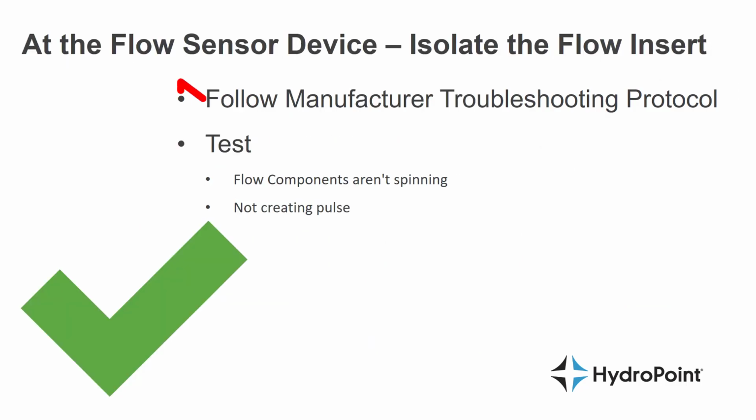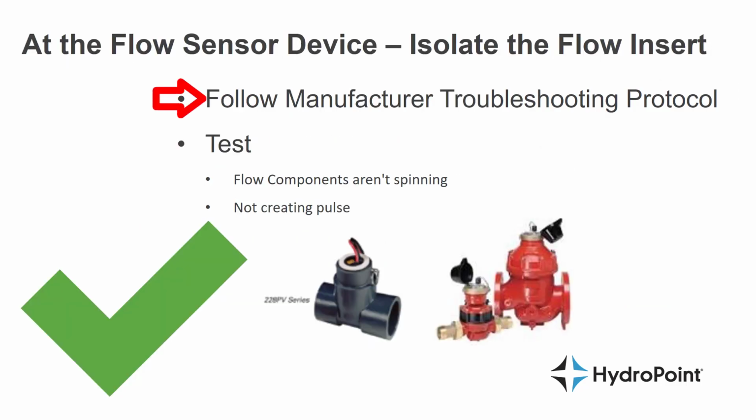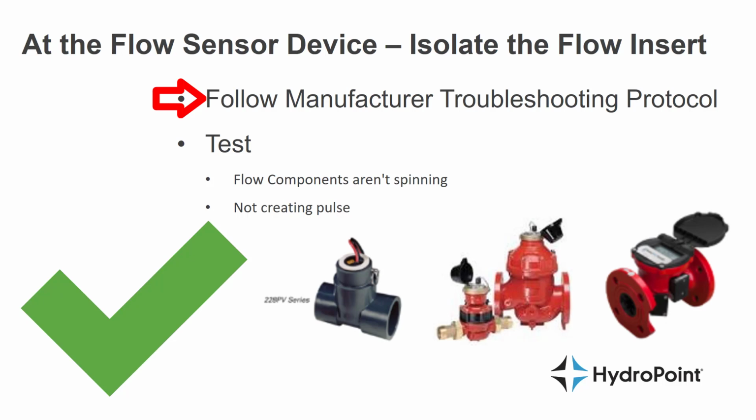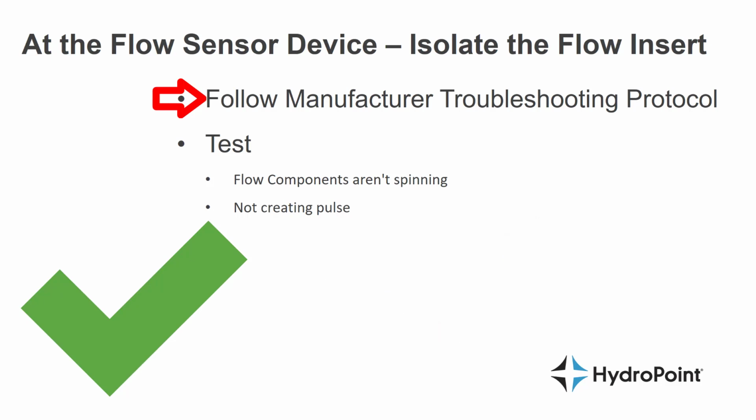Unfortunately, because there are so many varieties of flow sensors, we can't talk about the specifics of troubleshooting them, but from a high level, we want to determine why the device is not delivering information. Are the flow components not spinning, or is it not creating a pulse that the controller can hear? If you've got a WeatherTrack flow sensor, this is where you call customer service for next steps in flow sensor troubleshooting.